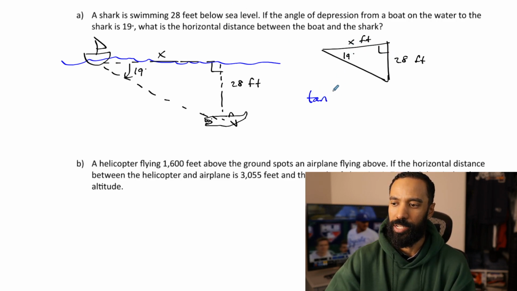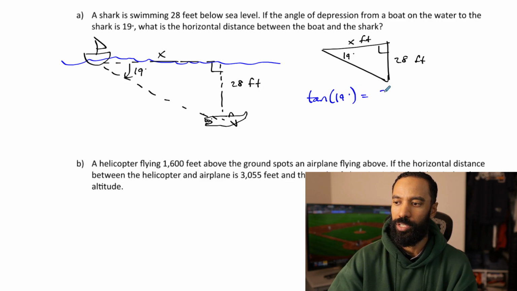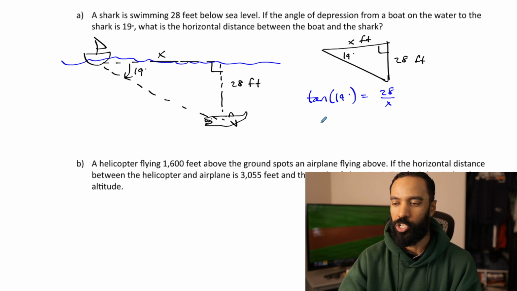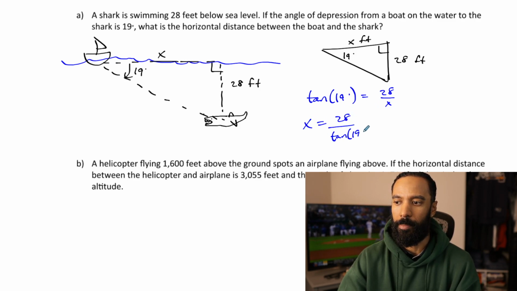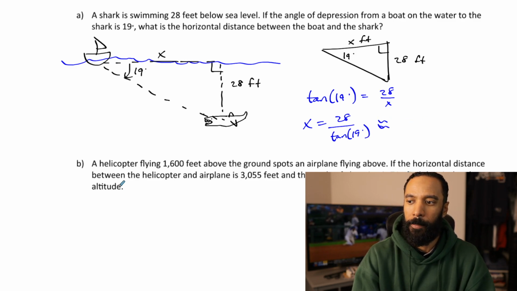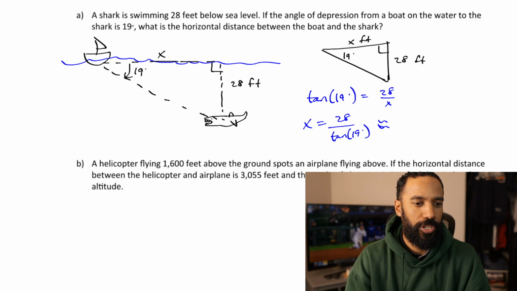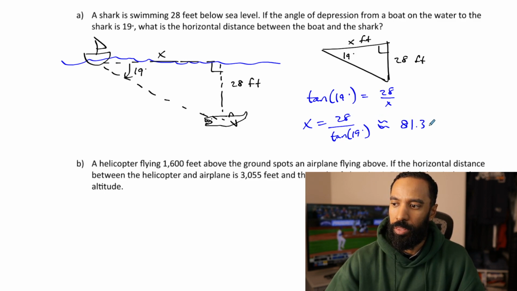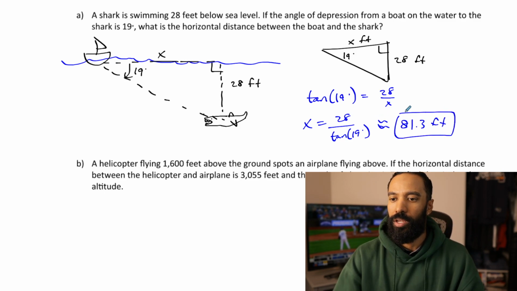So the tangent of 19 degrees equals opposite over adjacent, 28 over x. As you've seen before, x switches places with tangent of 19. We get 28 over tangent of 19. And as it's a word problem, I really do want to go ahead and round this. I'll go to the nearest tenth, as we've seen before. So 28 over tangent of 19 is 81.3 feet, which makes sense as an answer.